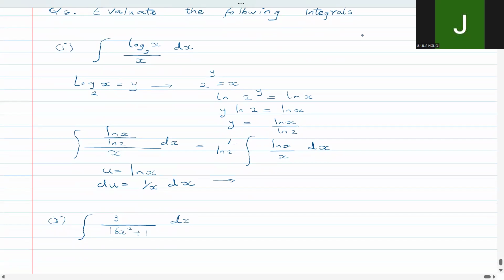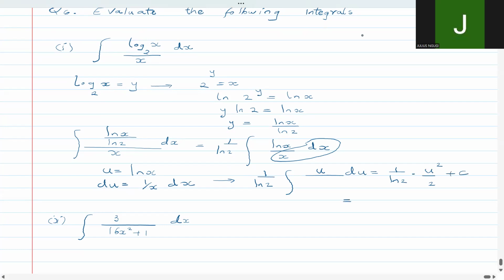So our solution becomes 1 over natural log of 2 times the integral of u, that's ln of x, then dx, the one that I'm putting in an ellipse. It's dx in the numerator and x in the denominator, which is the same as dx times 1 over x, that is du. And this becomes 1 over natural log of 2 times u to the power of 2 when you integrate, divided by the new power, that is 2, then plus a constant c because it was an indefinite integral.